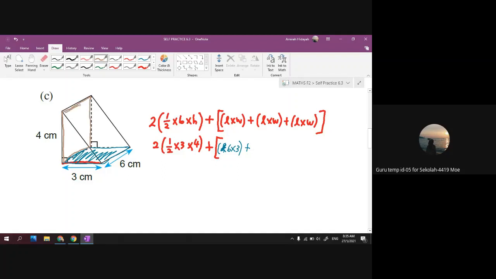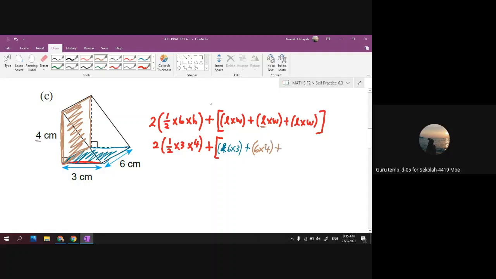Okay, yang ni. So dia punya length adalah 6 kan ni. Sini length dia sama dengan yang ni kan. So 6 times width, lebar dia adalah yang ni. So 4. So 6 times 4.